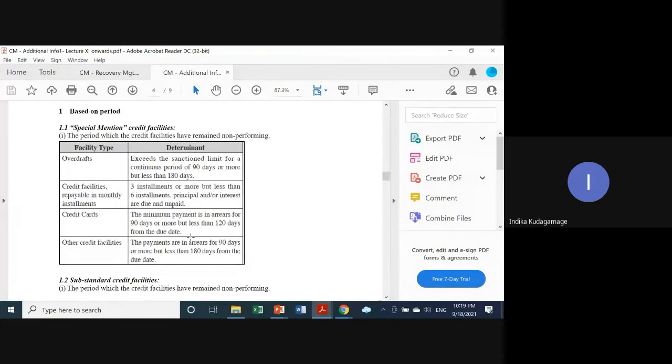90 days. If an OD we gave for 90 days, the 91st day we start counting as day 1. From there, 90 days is NPL. If we give an import facility, a 120-day facility, up to 120 days it is a regular facility. The 121st day is the first day in arrears. From there, it is 90 days, right?